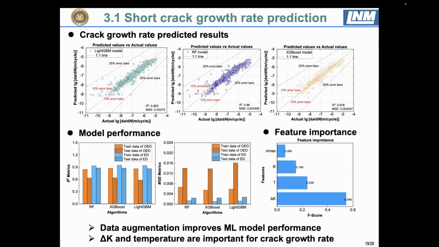Of course, some parts of the data are used to train this method, and some parts are used to predict. Finally, we found that our prediction is in good agreement with the analysis. From the sensitivity analysis, we also found that delta K has the most important effect on crack growth, followed by temperature, stress ratio, and the maximum stress. This is the machine learning part.